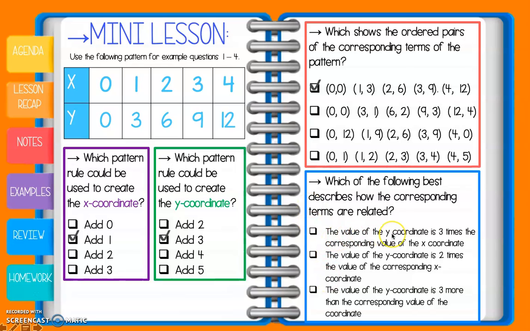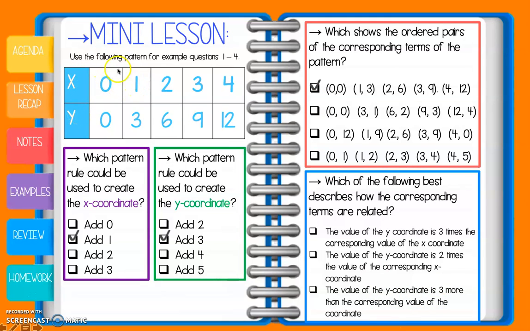Okay. Last question says, which of the following best describes how the corresponding terms are related? The value of the y coordinate is 3 times the corresponding value of the x, or the value of the y coordinate is 2 times the value of the corresponding x, or the last one says the value of the y coordinate is 3 more than the corresponding value of the x.